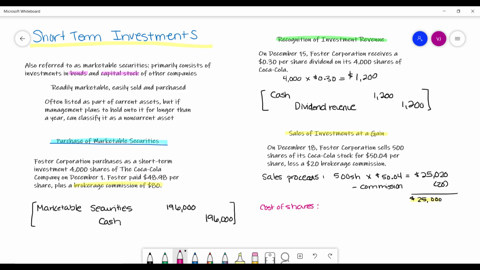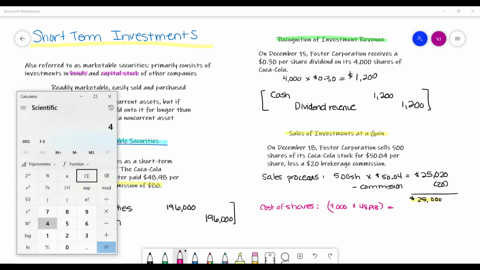So we don't want to be too quick to say that these 500 shares originally cost me $48.98. Close, but remember, we ended up paying a brokerage fee on all 4,000 shares, so really it ended up working out to be a little bit more than $48.98 that we were paying per share. Remember we paid $48.98 per share for each of those 4,000 shares. Let's find that first. So 4,000 times $48.98.